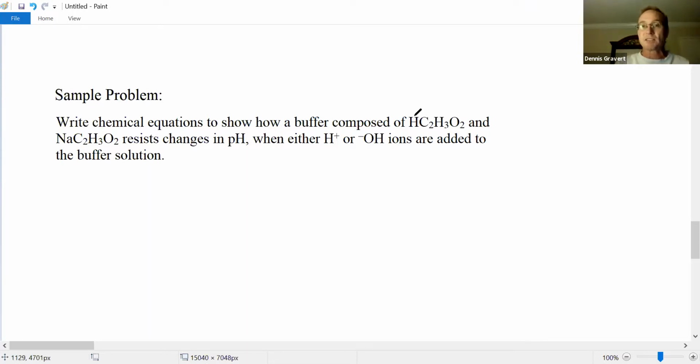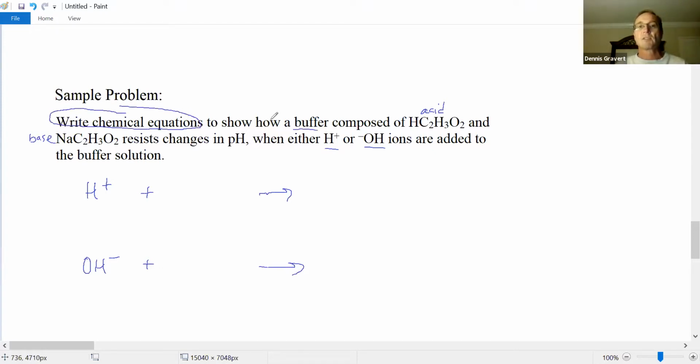I know which one's which. This one's the acid, this one's the base. They're there to attack any incoming H pluses or hydroxide ions. Sometimes there'll be a H plus being added. Other times there'll be a hydroxide ion being added. So there'll be two equations if you're asked to write chemical equations for a buffer. Sometimes it's acid coming in, other times it's hydroxide ion contaminating the system.